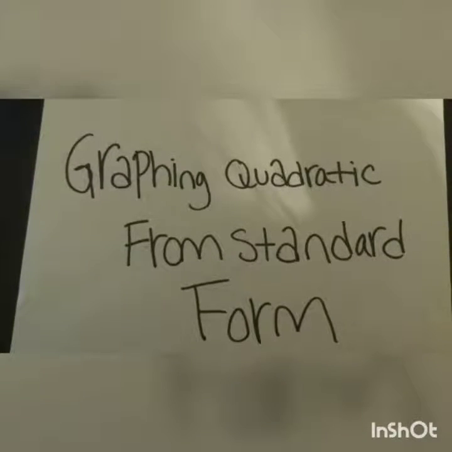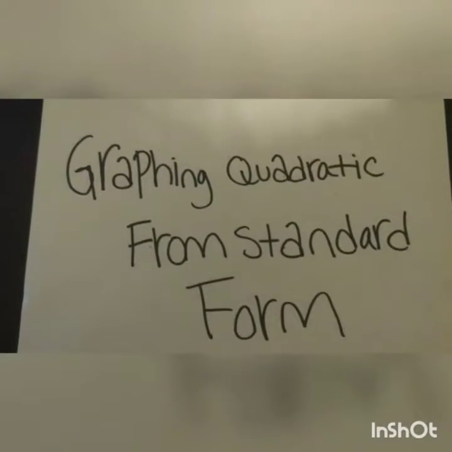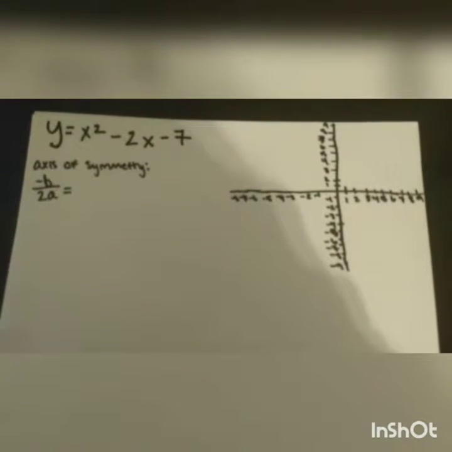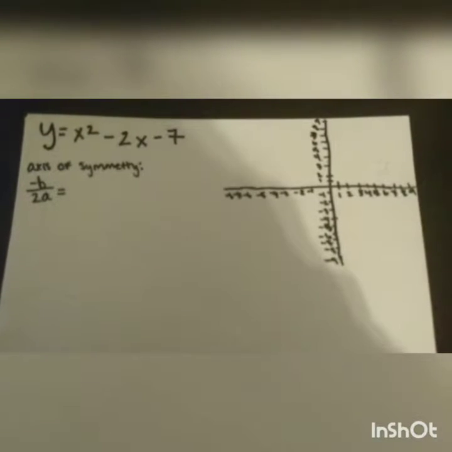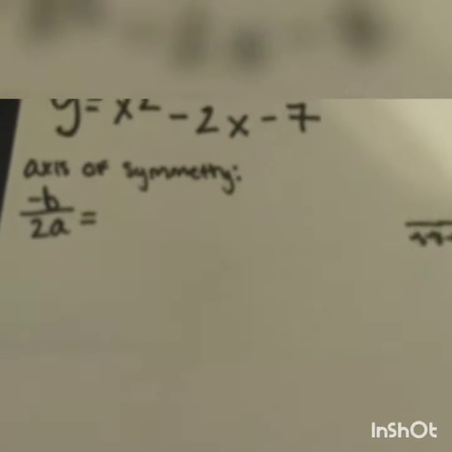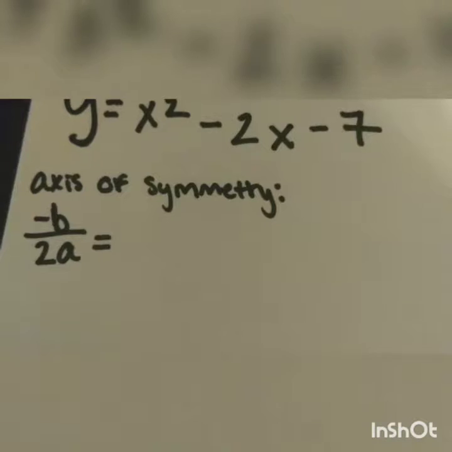Today we're going to be talking about graphing quadratics from standard form. The problem we're going to do today is y equals x squared minus 2x minus 7. First we're going to try to find the axis of symmetry. The formula is negative b divided by 2a.